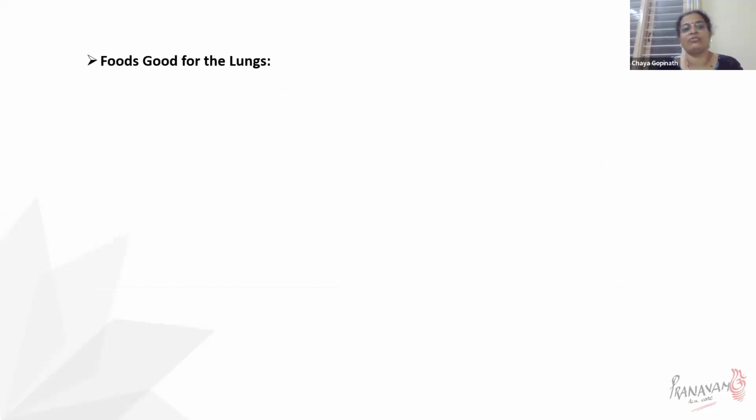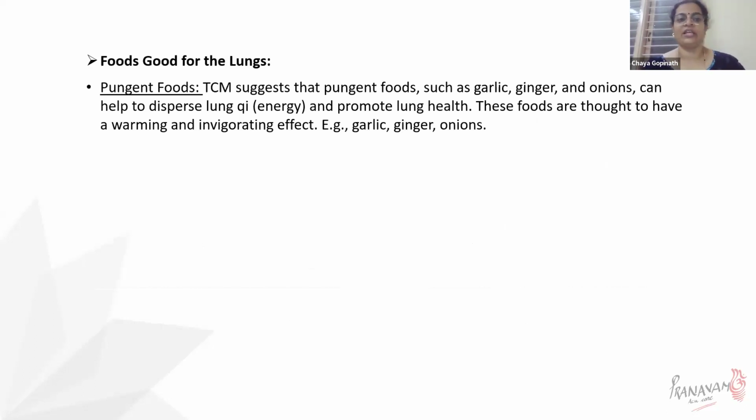What are the foods that are going to benefit your lungs? Pungent foods. Pungent means foods which have a very strong taste. Your garlic, your onions, your ginger, they all will disperse your lung qi and help in moving your lung qi. So in turn they will help in increasing the health of your lungs. They are going to create warmth in your body.